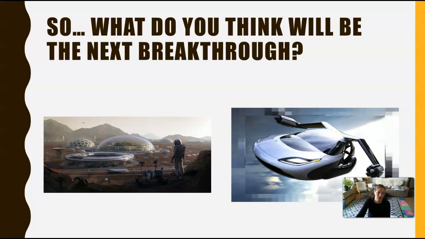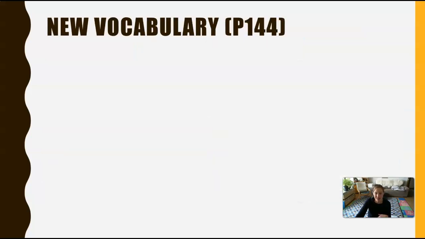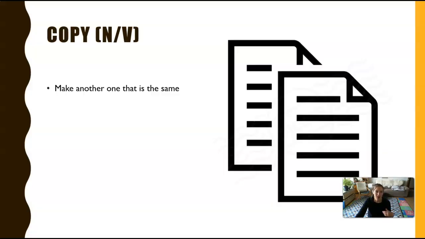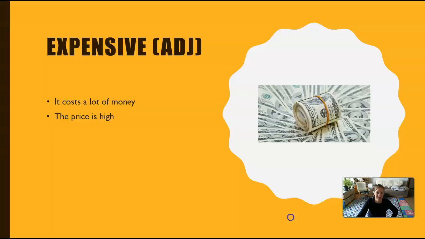So let's look at some new vocabulary from chapter 8 before we get started. Copy. I think you know this. Copy and paste. It means make another one that is the same. Copy. Expensive. Again, I think you know this one. It means it costs a lot of money. The price is high. Expensive.